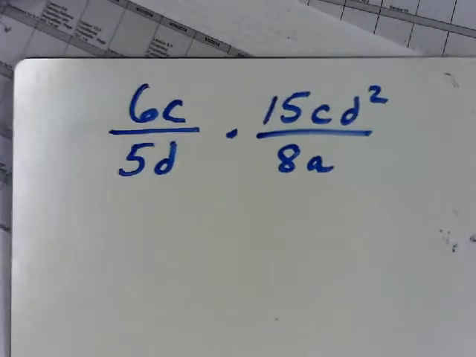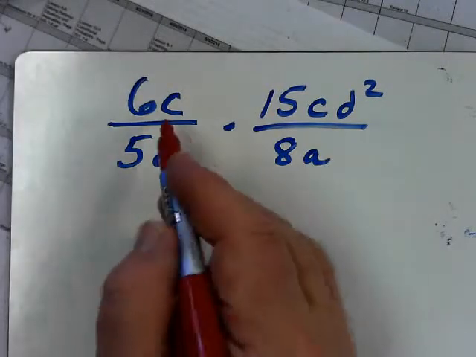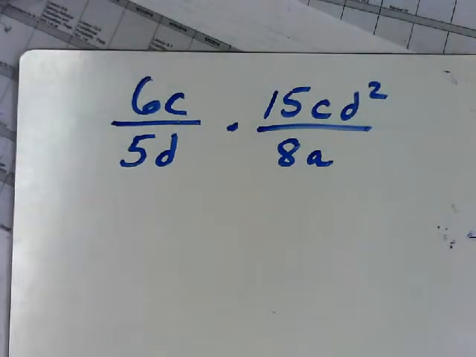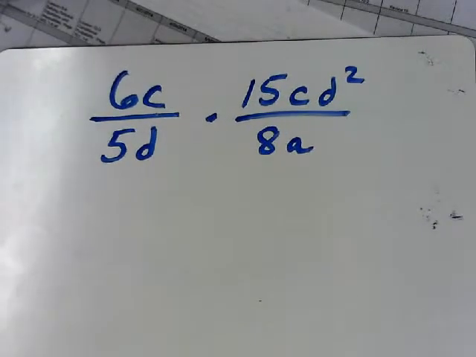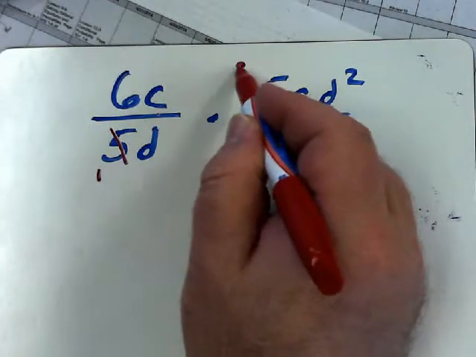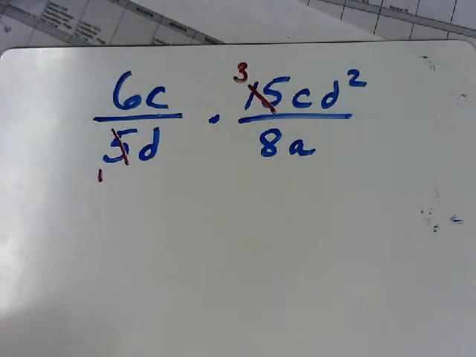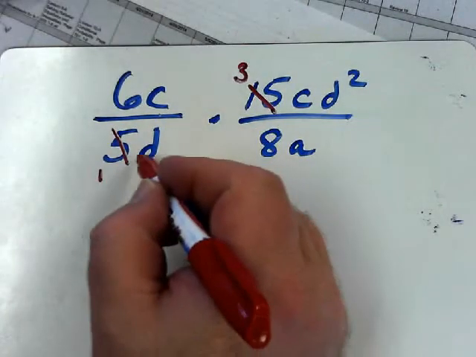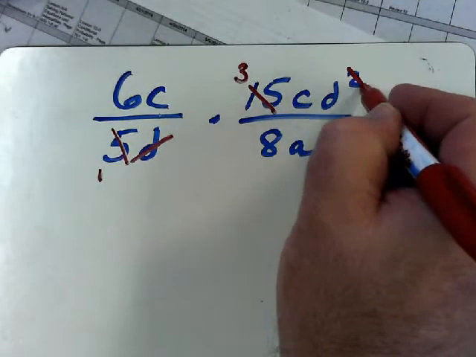Do you see anything that you think that I can cancel? You can cancel C's? If the C is here, then I need a C down here. Do I have a C down there? No. Can I take this 5 and this 15? Yeah. But not the D's? I'm not there yet, but yes, I can. I can take this D and one of these.